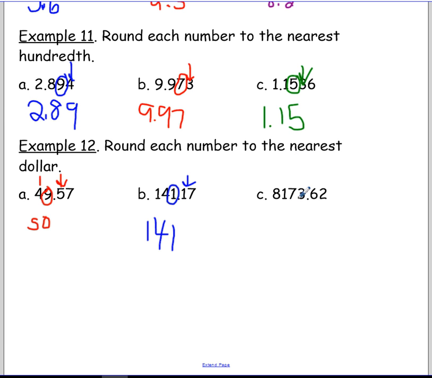And then $8,173.62. The 3 is in our ones spot. The 6 tells us to round up. So we'll bring down the 8, 1, the 7, and change the 3 to a 4. So we have $8,174 when we round.